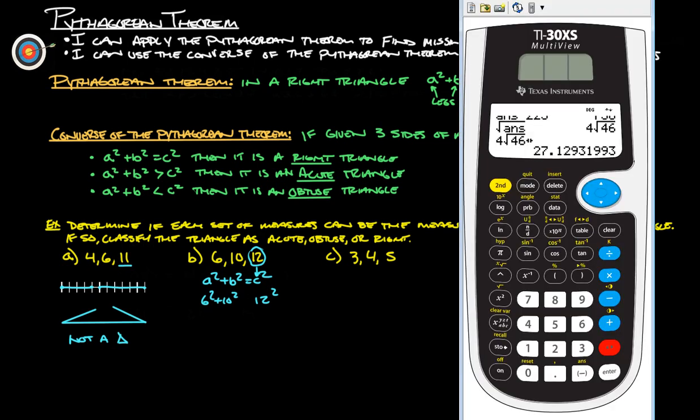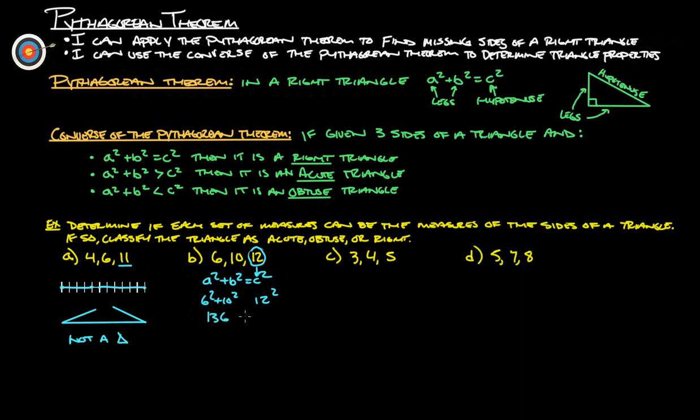Okay, so let's calculate that out. We've got 6 squared plus 10 squared, and that gives us 136. Okay, and we know that 12 squared is 144. So we know that this is less than 144. So really what we've got is this hypotenuse is actually too long. It's actually longer than what it needs to be to make a right angle.